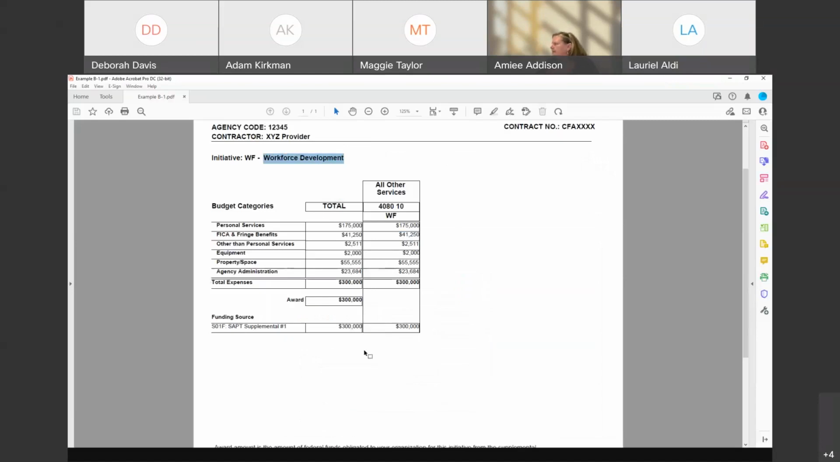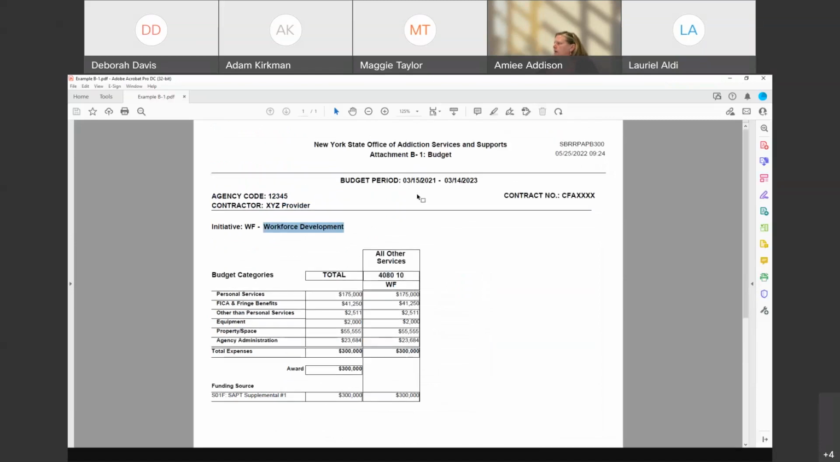So you can see from the B1 that it shows you the budget period, your contract number over here, your agency code, your provider name, the initiative, as well as all your budget numbers.